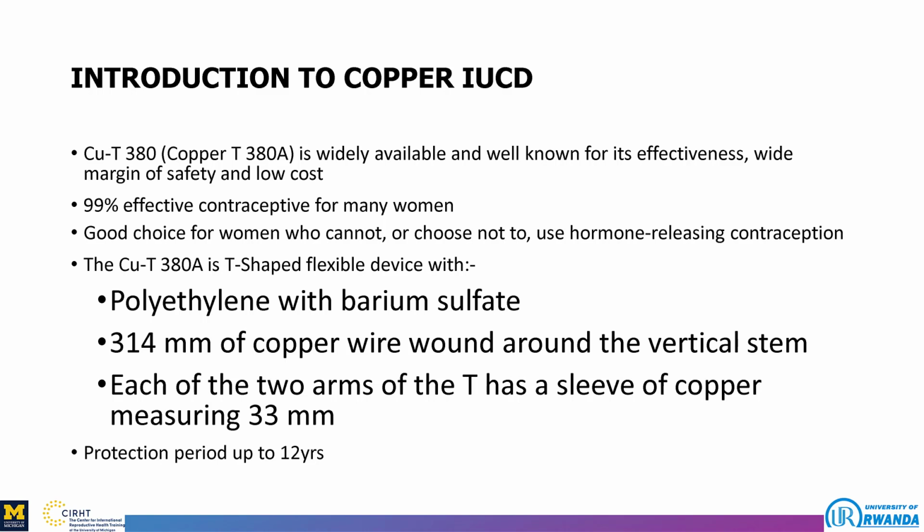Also, the copper T380A is a T-shaped flexible device with a polythene with barium sulfate, 314 millimeter of copper wire wound around the vertical stem. Each of the two arms of the T has a sleeve of copper which is measuring approximately 33 millimeter, and the protection period is for 12 years.